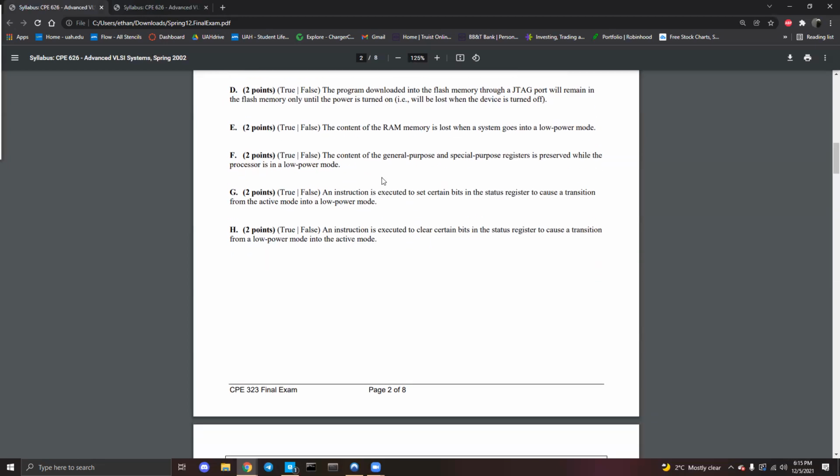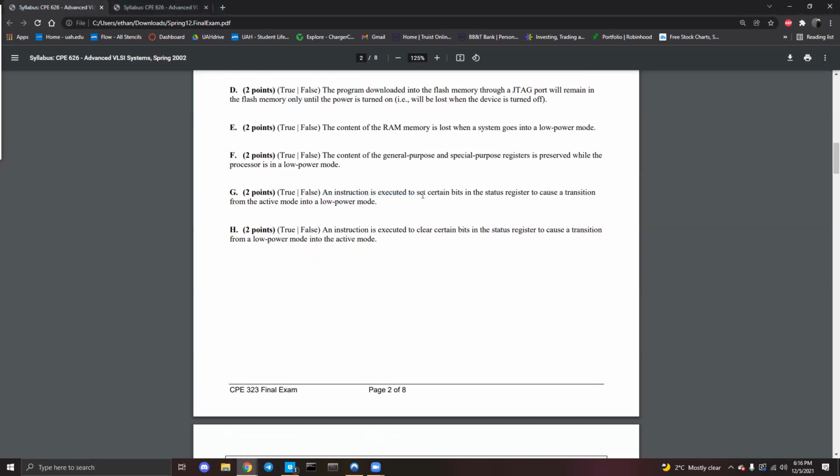And then G: an instruction is executed to set certain bits in the status register to cause a transition from active mode into a low power mode. So I think the answer to this was false because it's not exactly an instruction. It's an interrupt, which doesn't really count as an instruction. It's an external event that causes it. I think that's how he described it. Oh, wait, I think this one's true.